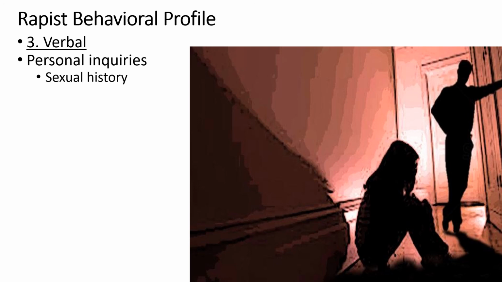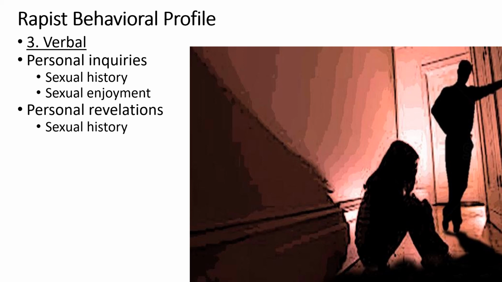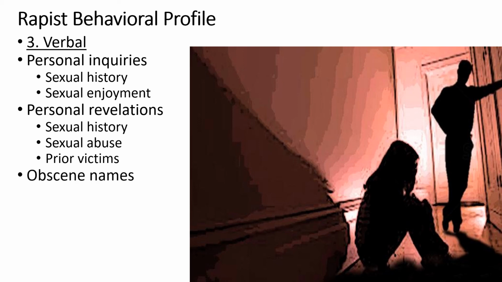Personal inquiries. He may ask her about her sexual history, what she enjoys, and demand again that she say that she enjoyed it with him. He may reveal things about himself, like his own sexual history. Sometimes rapists have been known to reveal sexual abuse that they suffered, and he may even talk about prior victims. He may call her obscene names or demand that she use obscenity.